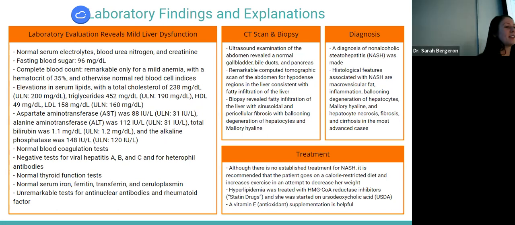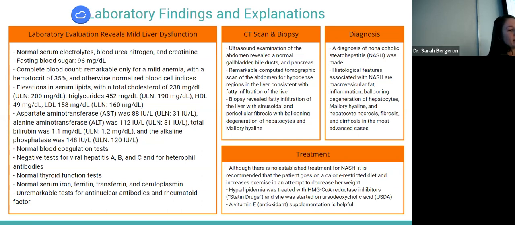She was diagnosed with NASH, which stands for non-alcoholic steatohepatitis. I'm so sorry. Histological features associated with NASH are macrovesicular fat, inflammation, ballooning degeneration of hepatocytes, Mallory hyaline, and hepatocyte necrosis. Although there was no established treatment for NASH, it is recommended that the patient goes on a calorie-restricted diet and increases exercise in an attempt to decrease her weight.